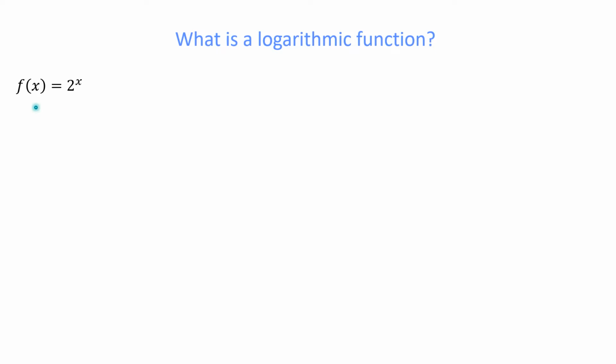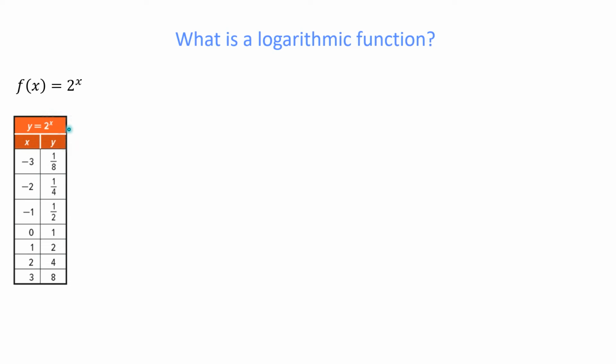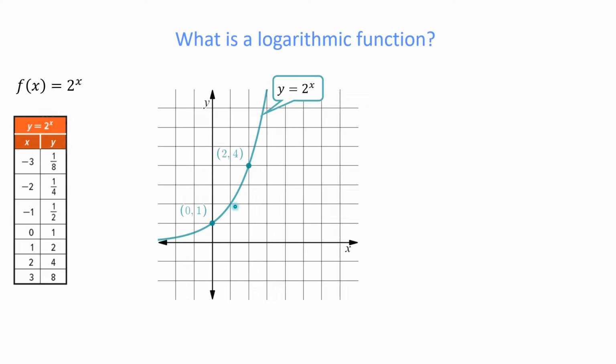Now, if we want to draw the graph of this function, we would produce a table of values like this. And when we graph this, it would look something like this. So we can see here, we have a y-intercept at (0, 1).